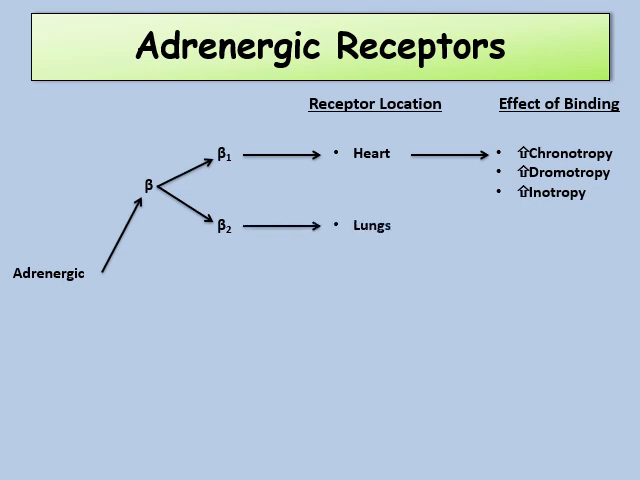We also have beta 2, which is located in the lungs. With that, we have bronchodilation, which is what we want. If someone has an asthma attack, an allergic reaction, or COPD, we need to bronchodilate.